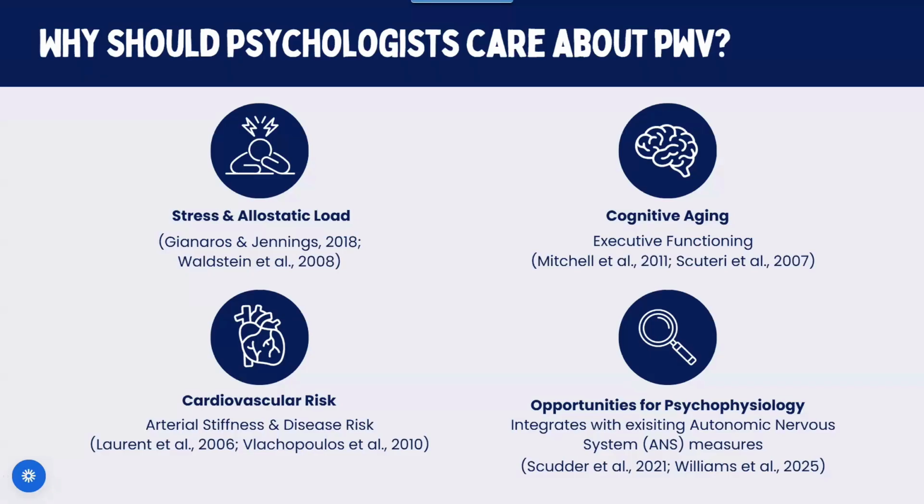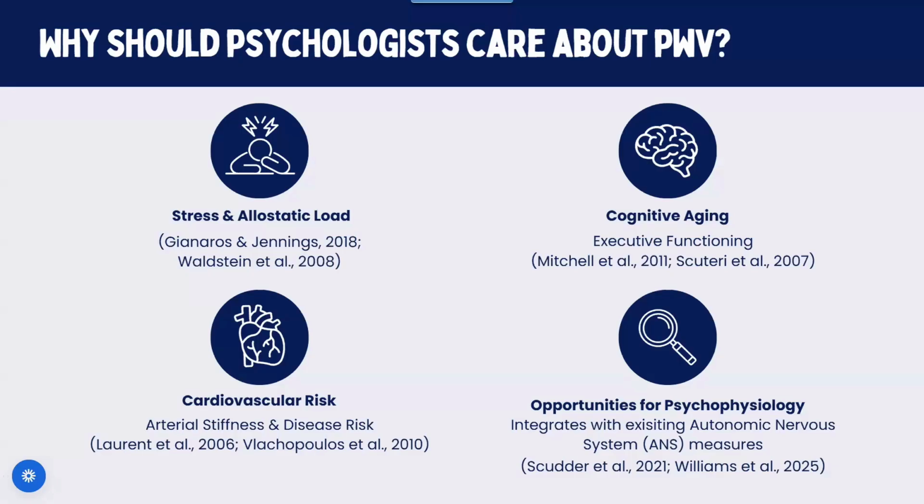And beyond cardiovascular health, there's growing evidence that vascular aging is closely tied to cognitive health as well. Researchers have linked increased arterial stiffness with declines in executive functioning, processing speed, and other measures of healthy cognitive aging. So while pulse wave velocity originated as more of a cardiovascular measure, we're now seeing it incorporated into much broader ranges of psychology and aging research.